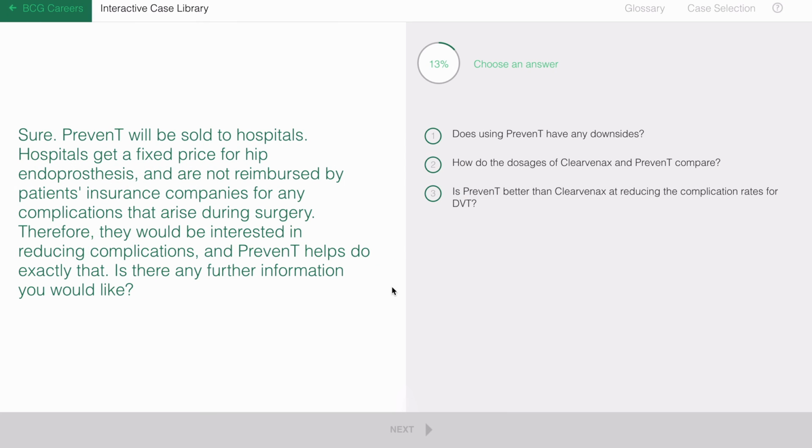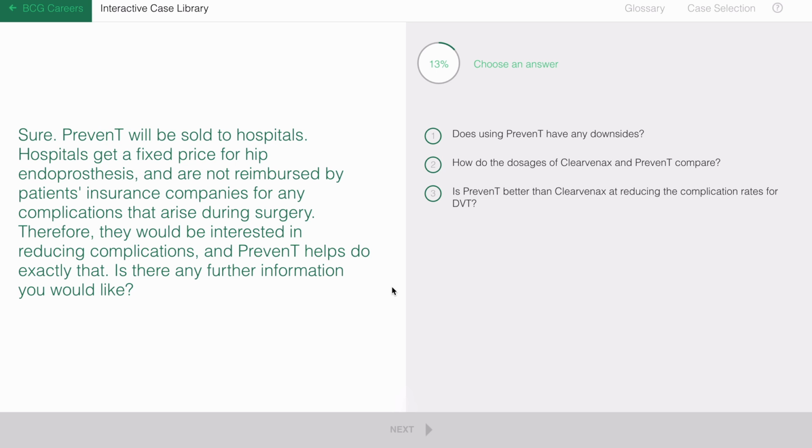Sure, Prevent T will be sold to hospitals. Hospitals get a fixed price for hip endoprosthesis and are not reimbursed by patients' insurance companies for any complications that arise during surgery. Therefore, they would be interested in reducing complications, and Prevent T helps do exactly that. Is there any further information you would like?